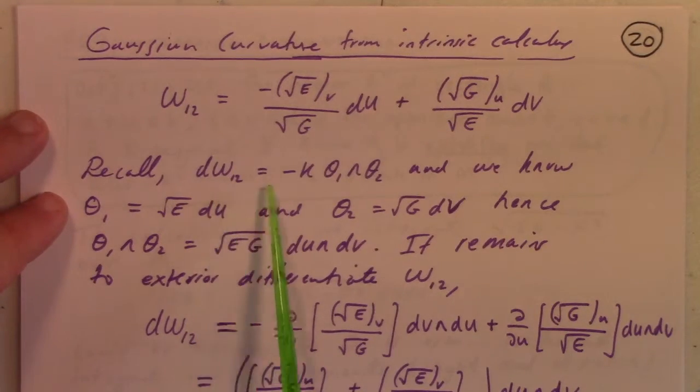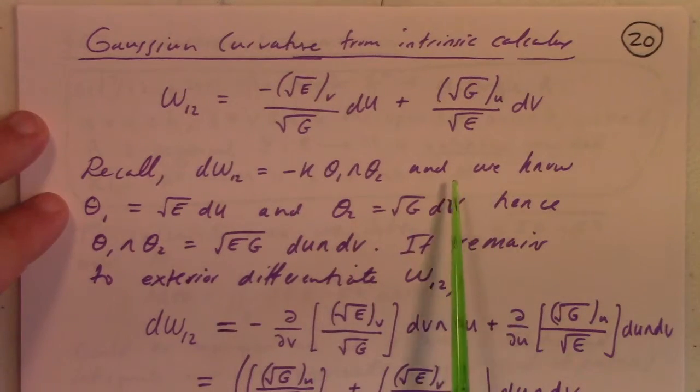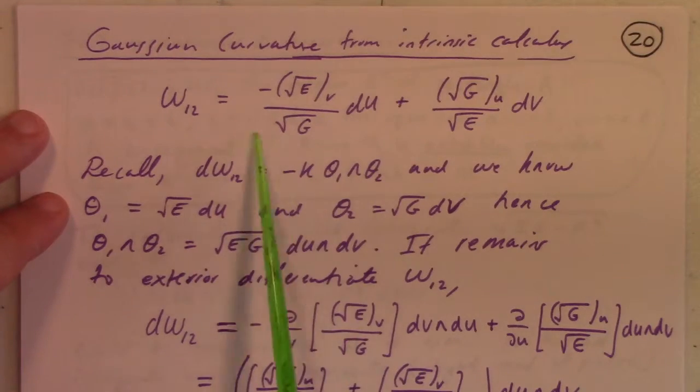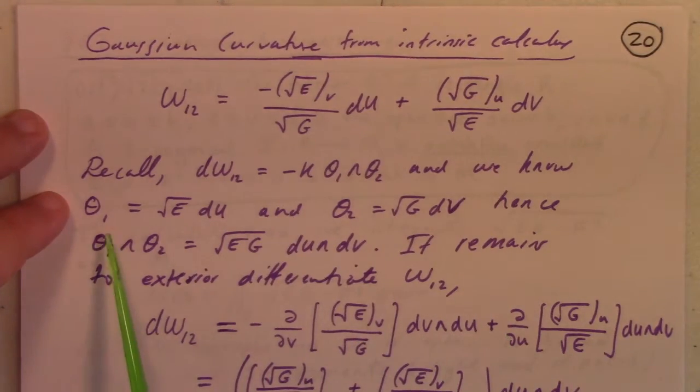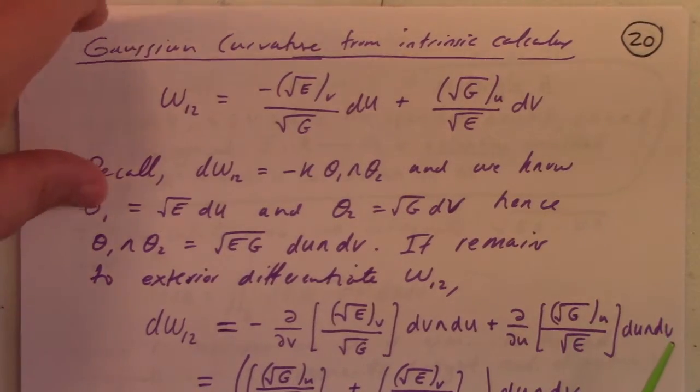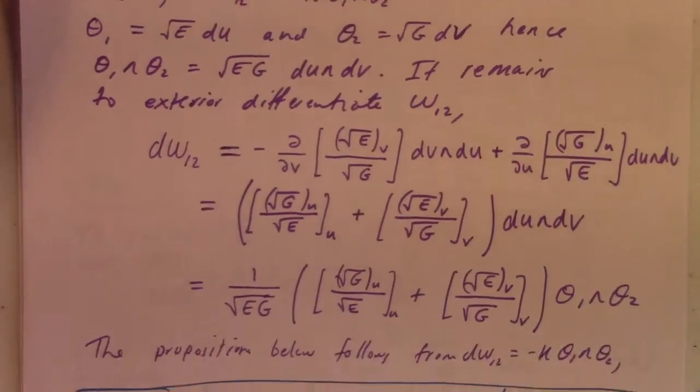d omega 1, 2, of course, is minus k theta 1 wedge theta 2, right? But now I have this lovely formula for omega 1, 2. And of course you can calculate theta 1 wedge theta 2, which is just the square root of EG du wedge dv. That's easy enough to do, right? So then we just have to exterior differentiate the 1, 2 form. Just move that up here.